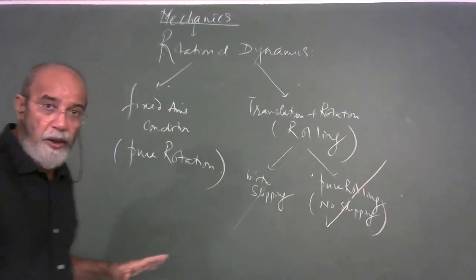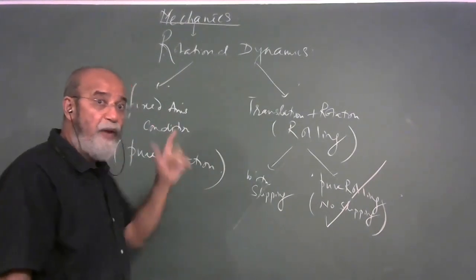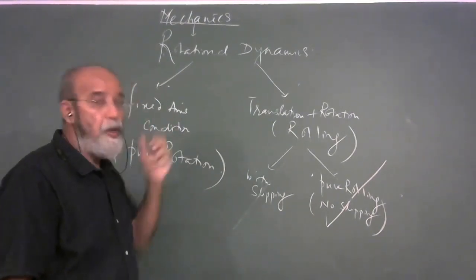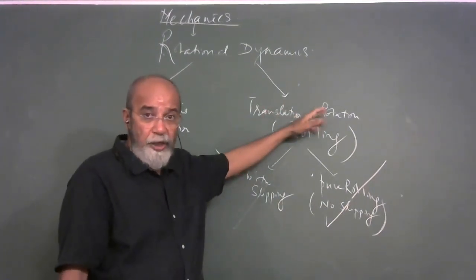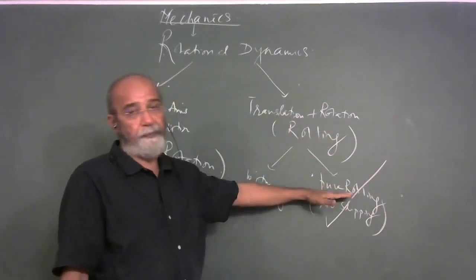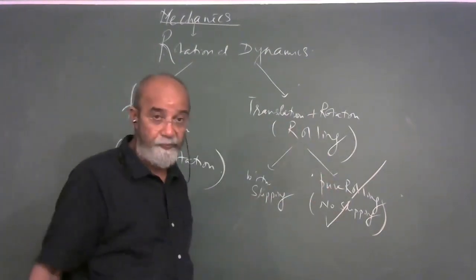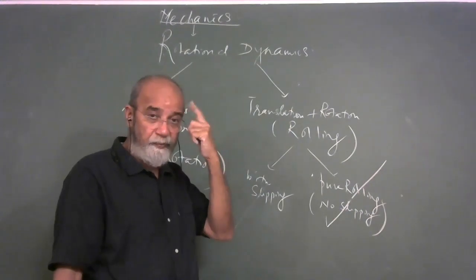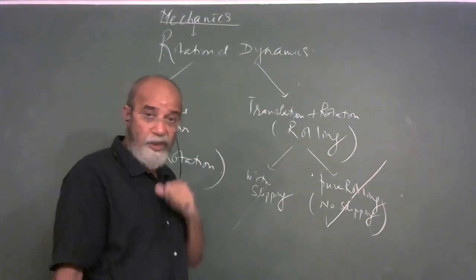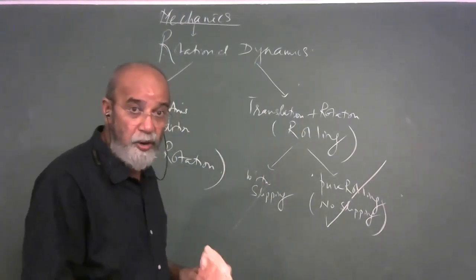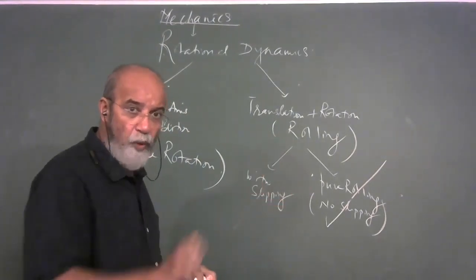So we are clear that when we study rotational dynamics, we'll have fixed axis conditions, which is analogous to my 1D. And we will be studying translation, rotation, that's rolling, pure rolling. No sliding. That's our course. Get this clear. You must know your limitations. You must know where you are heading. Don't just plunge into something without having an overall bird's eye view of the entire chart.